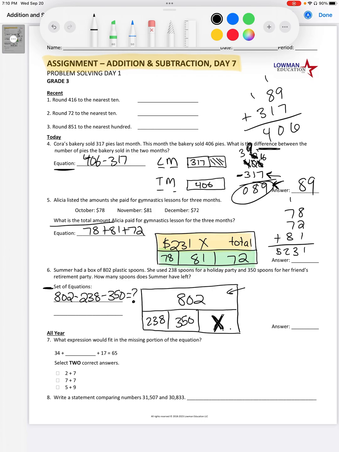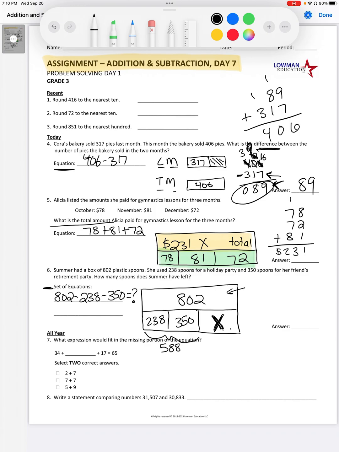Another equation that we could use would look like this. We could start by adding up the parts that we know, finding the value of the two parts. And I did that on a piece of paper and came up with 588. 238 plus 350 is 588. Let's check that, make sure that's correct. 8, 8, 5. That looks pretty good.